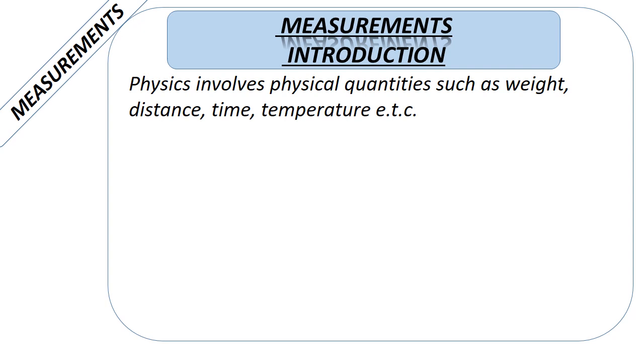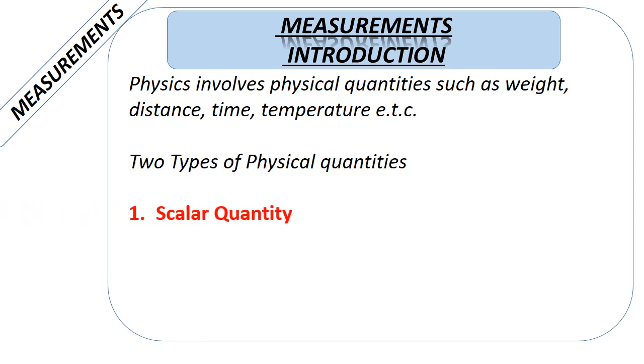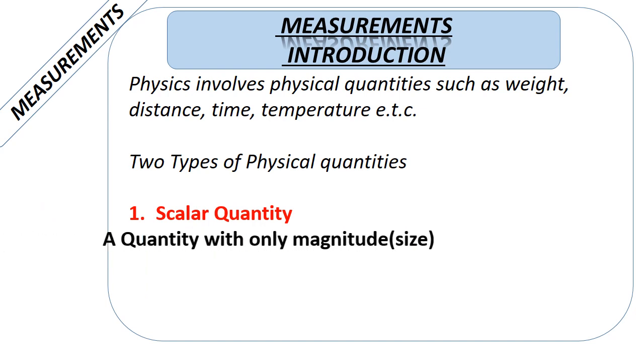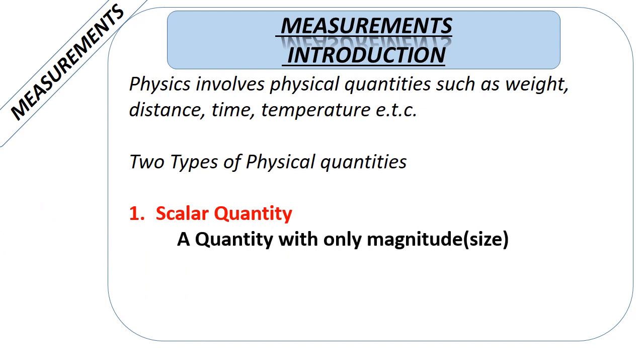So there are two types of such physical quantities. So all these can be categorized into two types. The first are called scalar quantities. So what is a scalar quantity? A scalar quantity is a quantity with only magnitude. Magnitude means size. So a quantity that only has size, it's called a scalar.